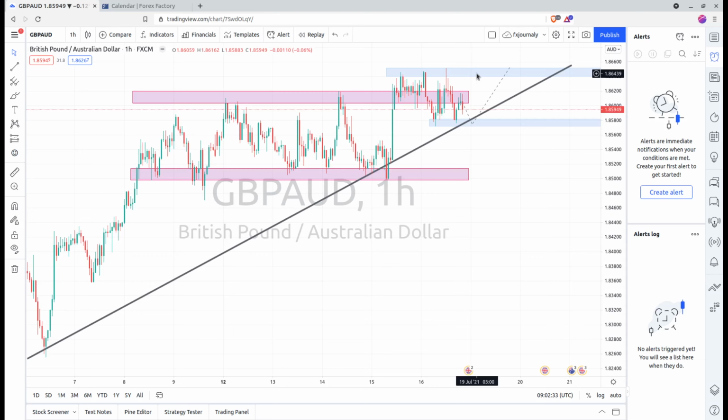Okay, so this is what I'm expecting to happen next week. Now since we have formed this new support area right here, I fully expect GBP to try to go in and test that support area. Okay, I am expecting that.